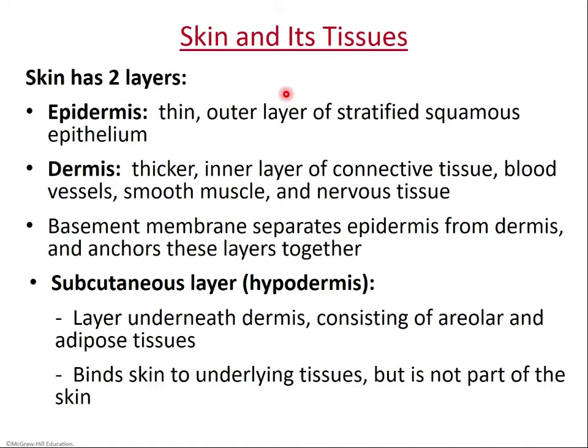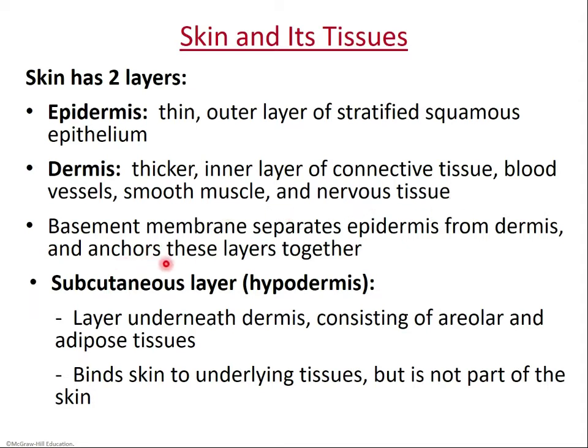When we take the skin and the tissue associated with it, skin can be divided into two main layers: the epidermis and the dermis. The epidermis is a thin outer layer that's formed of stratified squamous epithelium, a type of epithelium that we studied in the previous lecture. The dermis is a much thicker inner layer underneath the epidermis. It is formed of connective tissue, blood vessels, smooth muscles, and even nervous tissue.